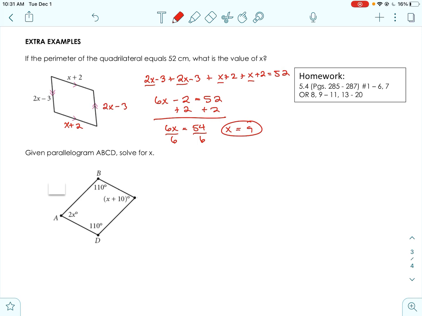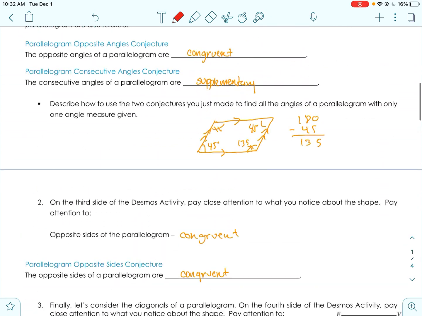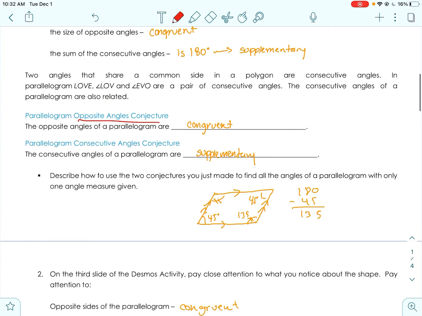That's vertex C right there. So if we take a look at this, here's what we know. There are multiple ways of being able to solve this. Let's use the conjectures that we used in here. When you have parallelograms, consecutive angles are supplementary. You also know opposite angles are congruent. So I said that wrong, my fault. Opposite angles are congruent, consecutive angles are supplementary.